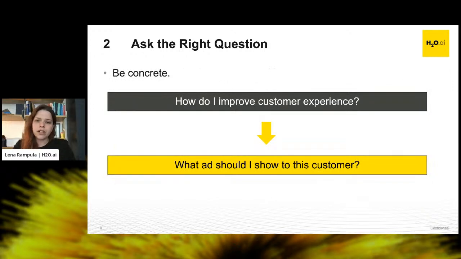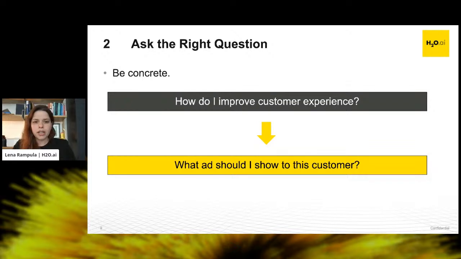Another aspect of asking the right question is about being concrete. So following the previous point, try formulating the question in such a way that it can be answered with either a number or a category. So the first question is open-ended. How do I improve customer experience? There may be a lot of answers to that question, but it would be difficult for you to actually answer it and be able to evaluate the results of your answer.